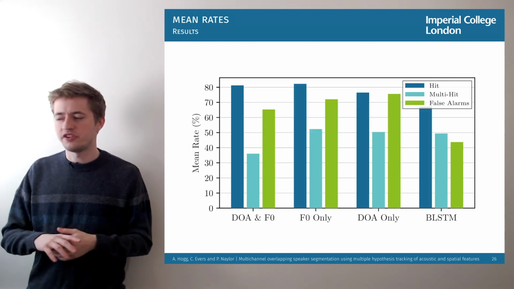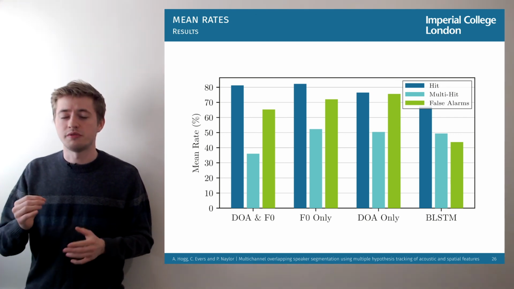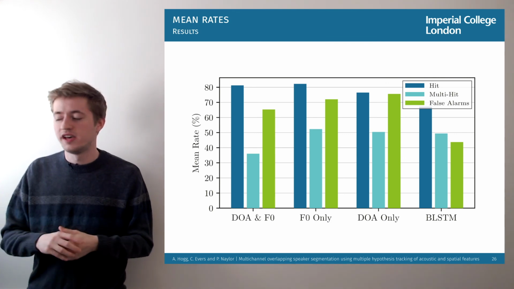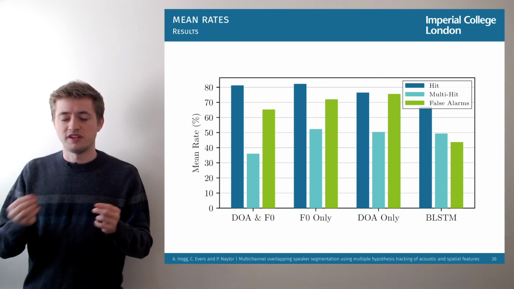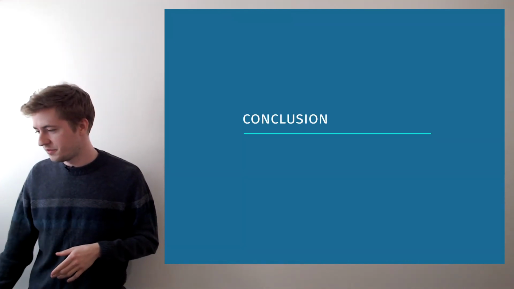And then the mean rates across these sort of three features. And the new feature, just to highlight, is this multi-hit rate. So how often do we detect a speaker change more than once? And you can see that for the proposed method, that's actually right down. So it actually is very rare that you'll detect multiple times the same speaker change.